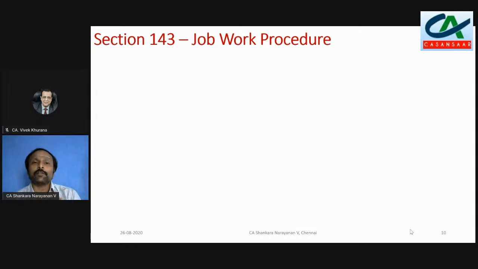Am I entitled for inverted duty structure refund? The answer is yes, we are entitled for inverted duty structure refund. The restriction on inverted duty structure refund is only on inputs, not on the output. My output could be goods, my output could be services.